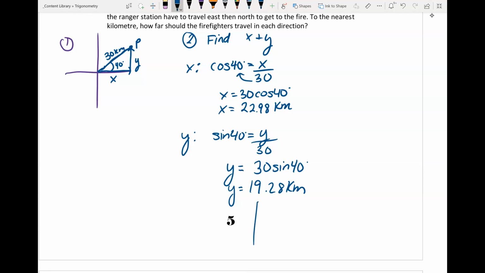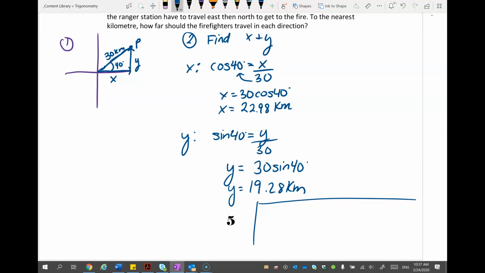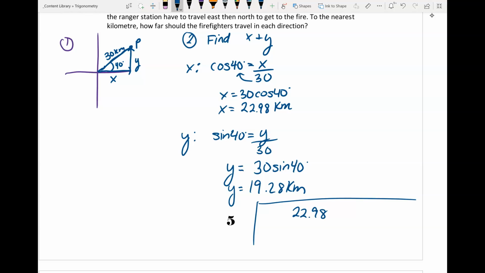To summarize our answers, because we do want to describe it in terms of the direction, that's what the original question said: how far should the firefighters travel in each direction? In terms of x, we're traveling east. So our final answer then would be 22.98 kilometers east. And then our y determines how much north we're going to go. So that's 19.28 kilometers north. And that is our final answer.